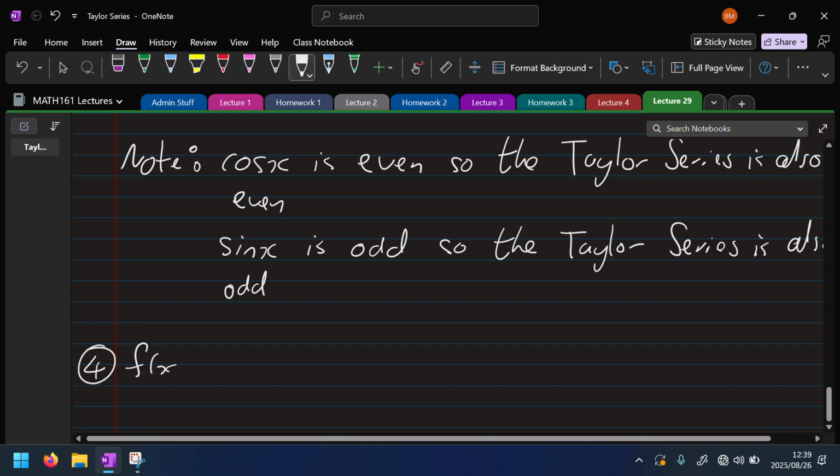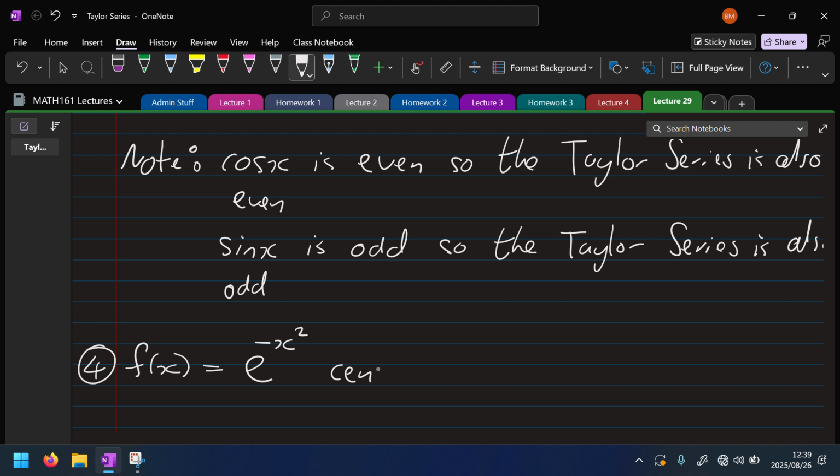Here we have f of x is equal to e to the minus x squared, again with a equals 0. Now here, we're not going to look at the 0th derivative, the first derivative, and so on. You could, but it's a waste of time. Why? Well, we already know the Taylor series for the exponential. The only thing that's different between the exponential and this one is the fact that we have minus x squared in the top. That's the only difference.